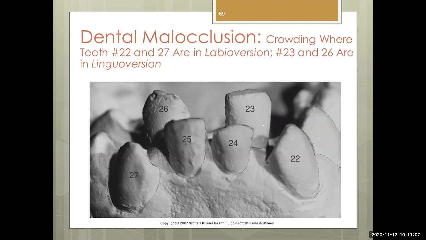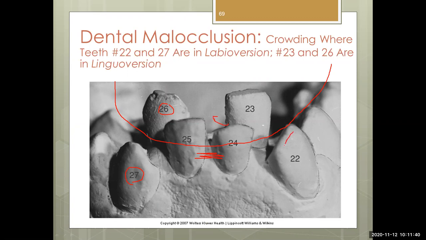But again, what you would do is have the patient open, and you would draw an imaginary line through their central fossae. Then ask: is the tooth facial to that or lingual to that? So 24 and 25 are probably the ones that are in occlusion. 27 would be facially verted, 26 lingually verted. And then if there are any rotations, you'd be listing that as well.